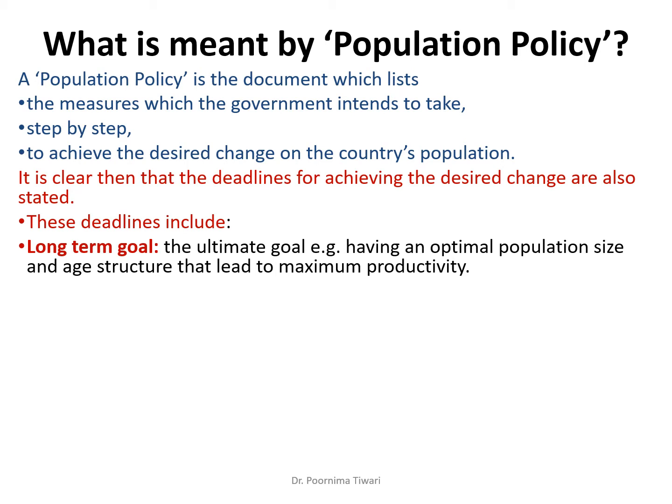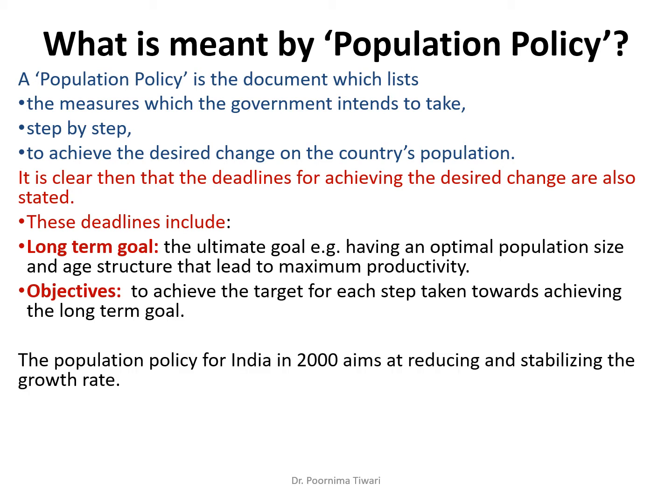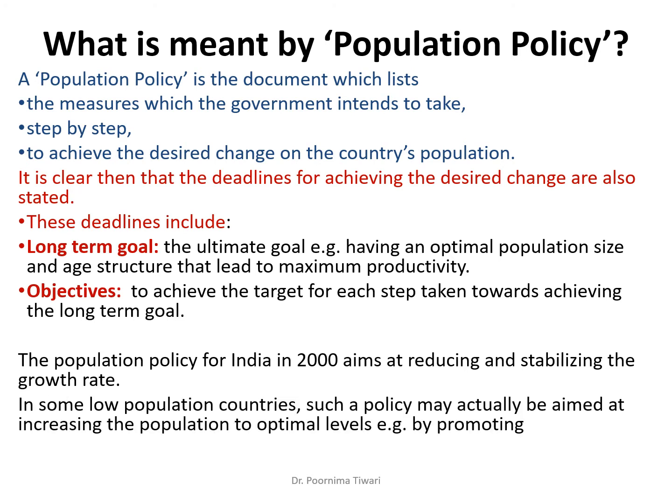An optimal population size and an optimal age structure that leads to maximum productivity. So what is the change that we need to have? And objectives are the short-term goals, you can say. Each step that is stated has an objective towards achieving the long-term goal. The population policy for India in 2000 aims at reducing and then stabilizing the growth rate of the population. In some low population countries, a population policy may actually be aimed at increasing the population to optimal levels, for example, by promoting immigration into the country or promoting large families.